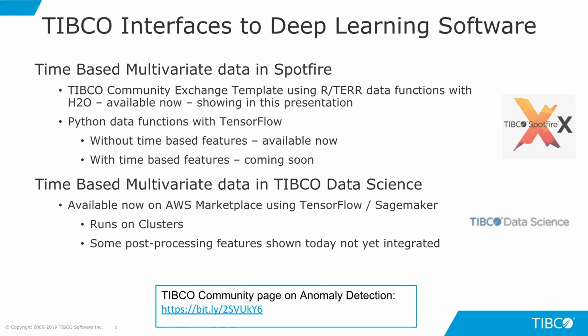At the bottom, you have a link to the community site with a single page that sends you to all our anomaly detection demos. We also have the AWS Marketplace offers one of our packages that uses TensorFlow in connection with SageMaker. It has the advantages already set up to run on clusters, and is definitely worth a look.